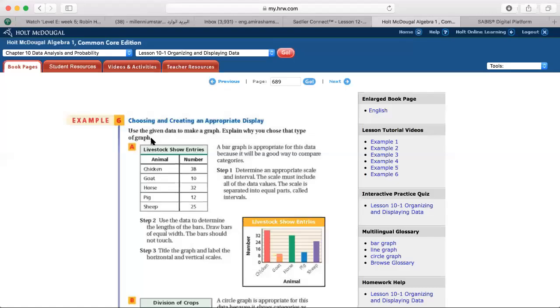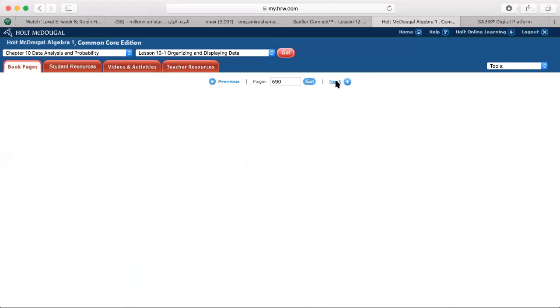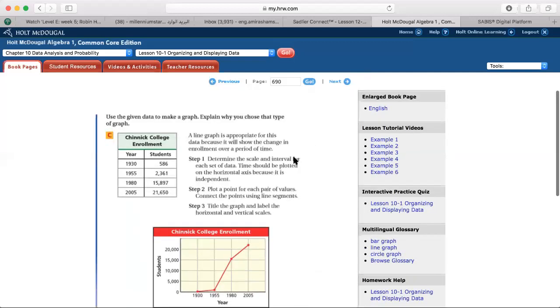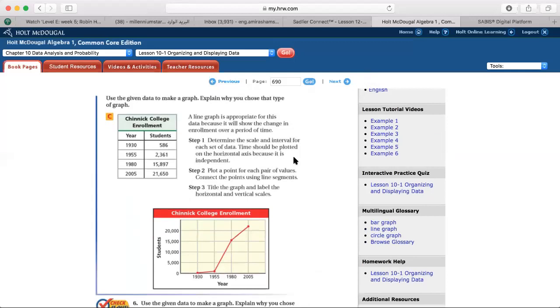Okay, girls. Let's go to the last page of this lesson. C. Use the given data to make a graph. Explain why you choose the type of graph. Choosing college enrollment in a college, year 1930, year 1955, year 1980, year 2005, and each student's enrollment for each year.